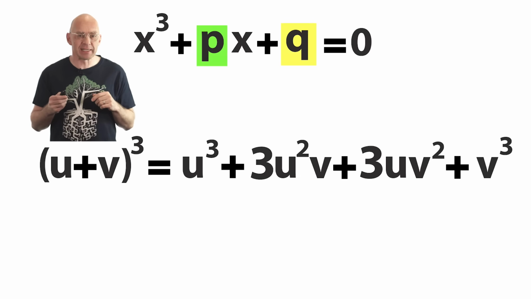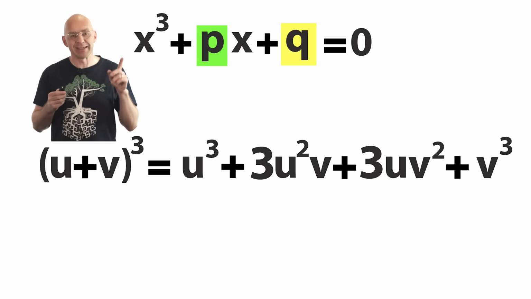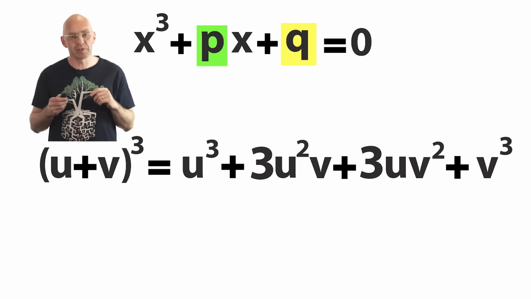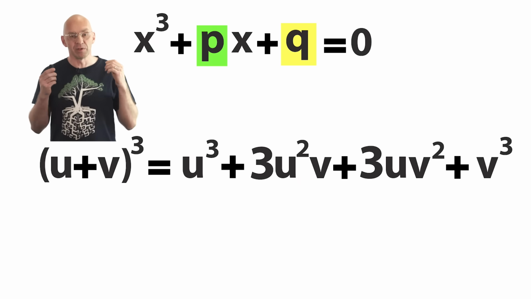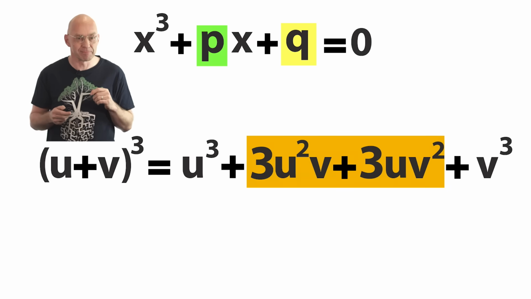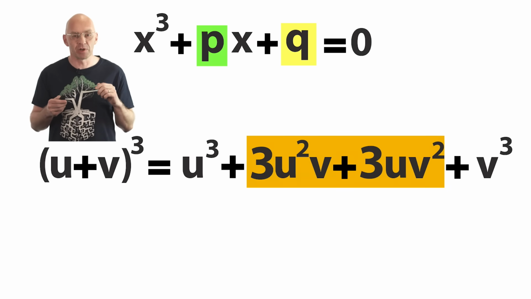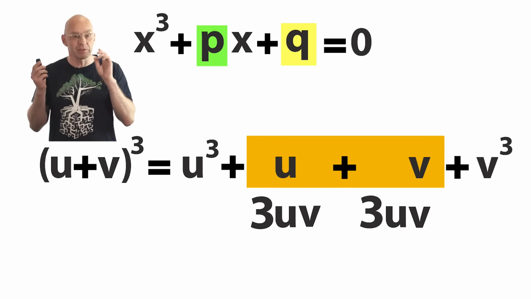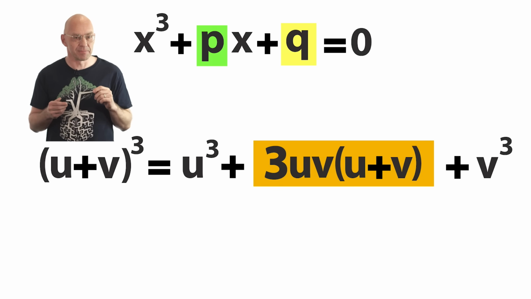Remember when we wasted that day trying to complete the cube? It turns out that time wasn't totally wasted. While playing with that perfect cube identity for hours, we noticed something very promising. The two middle terms have a common factor 3uv. If we pull it out, we get this. And now we can line up things like this.